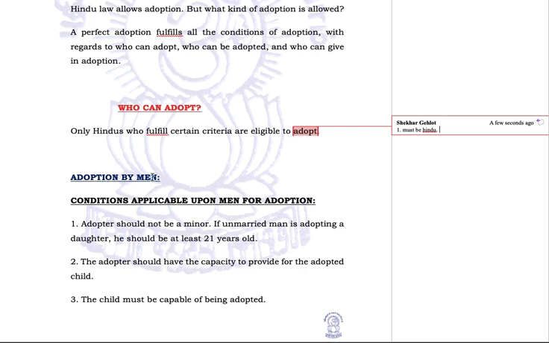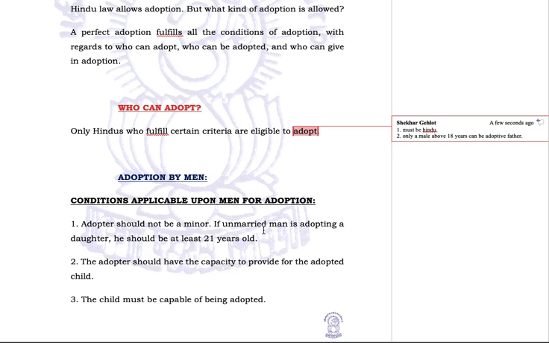Let us see adoption by a man. If a man is adopting a child, what are the conditions a man has to fulfill in order to conduct a valid adoption? Adopters should not be a minor. First of all, a man who is adopting a child should not be a minor. That means only a man who is above 18 years can take adoption. Only a male above 18 years of age can be an adoptive father.